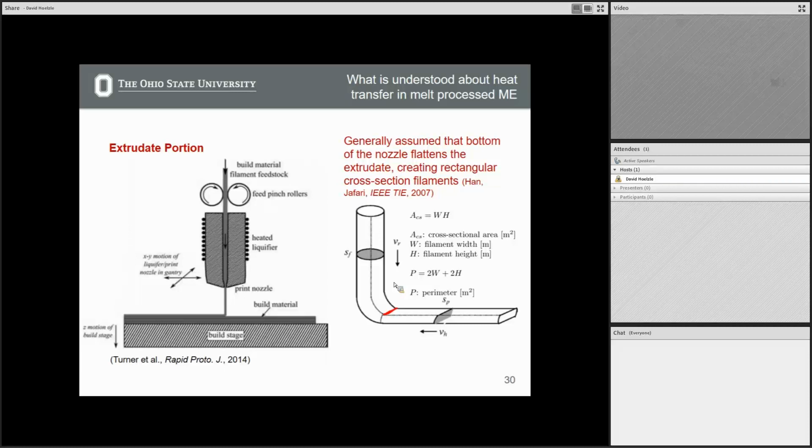It creates fairly rectangular cross-section filaments, not round filaments. So we can start to define, say, the cross-sectional area, which is of course width times height, and the perimeter, 2W plus 2H. This is the type of cross section we're talking about with material extrusion processes.